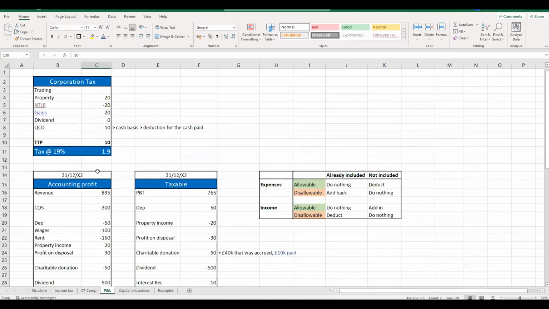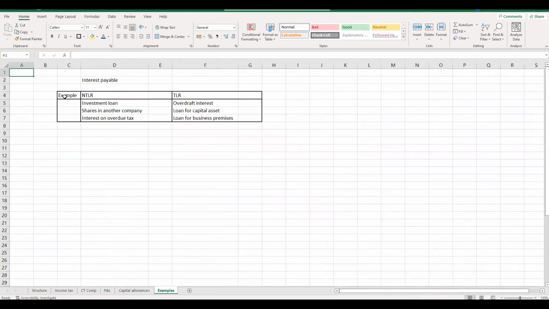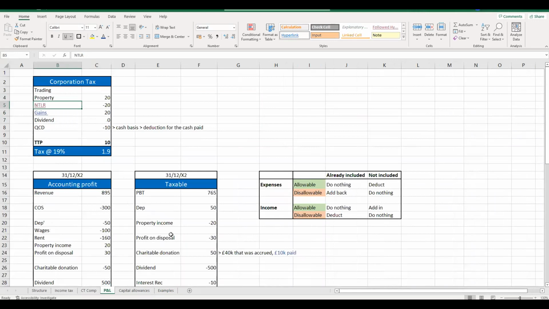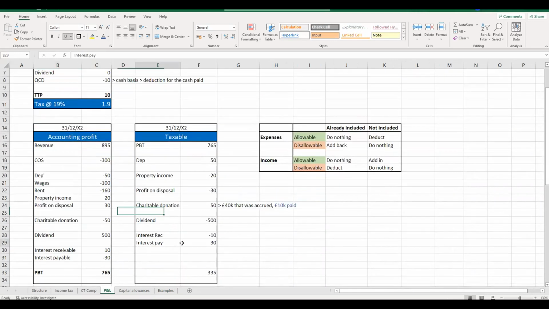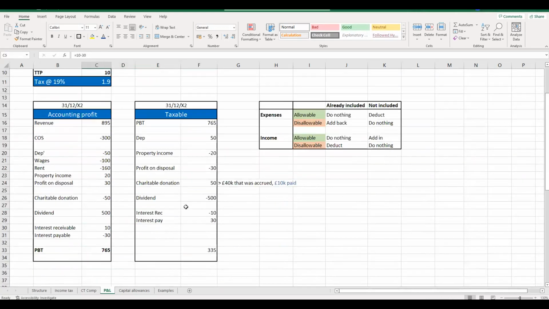So again, that's going to be a really important thing to learn, so that on exam day, on those scenario questions where you get thrown these different examples, you can pick them up quickly in the question and either handle them where you say, okay, this is a trading loan relationship, so my adjustment is nothing, or this is a non-trade loan relationship, so I need to remove that interest payable and put it into my non-trade loan relationships.